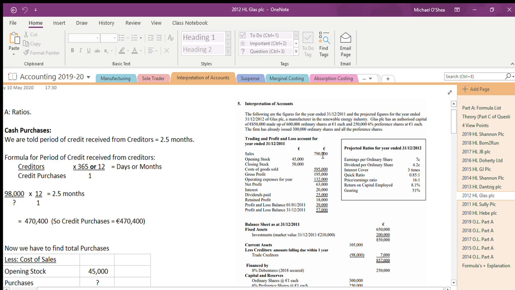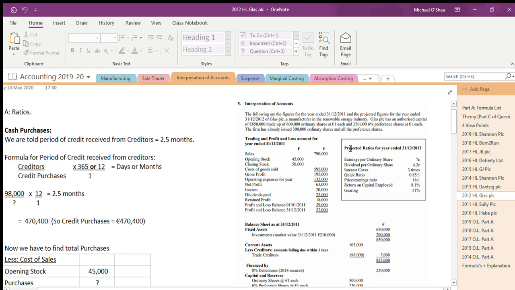But in this case, because we don't have last year's figure, we're going to say earnings per share for 2011 was 6 cents, and they're projected to be 7 cents for next year. Again, shareholders will be happy. This is a positive trend. Earnings per share has gone up. So you are attacking it in the same way.